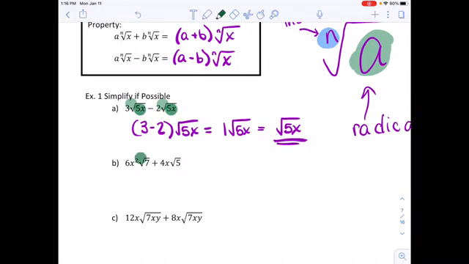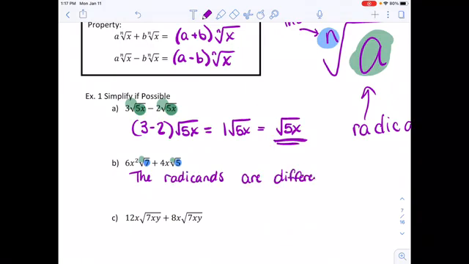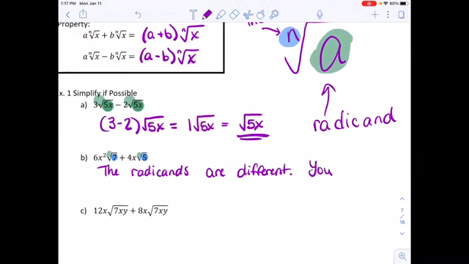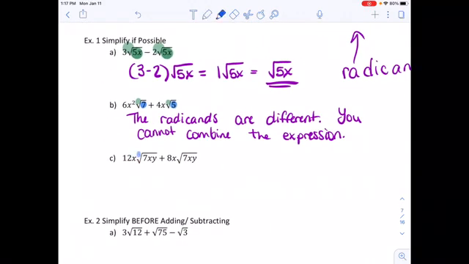Check here. Check your indexes. Are the indexes the same? They are the same. They're both square roots again. But are the radicands the same? They are not. So in this case, we just say the radicands are different. You cannot combine the expression.